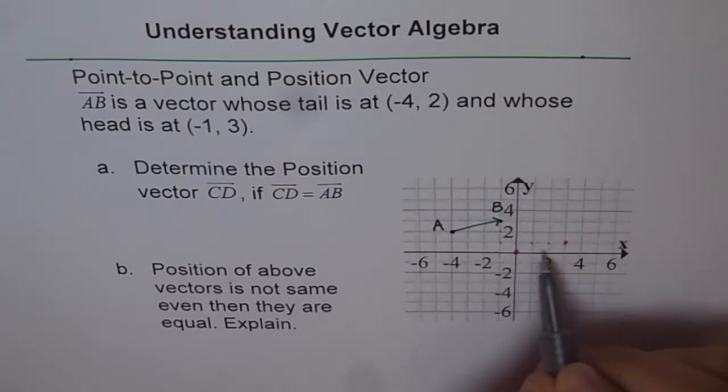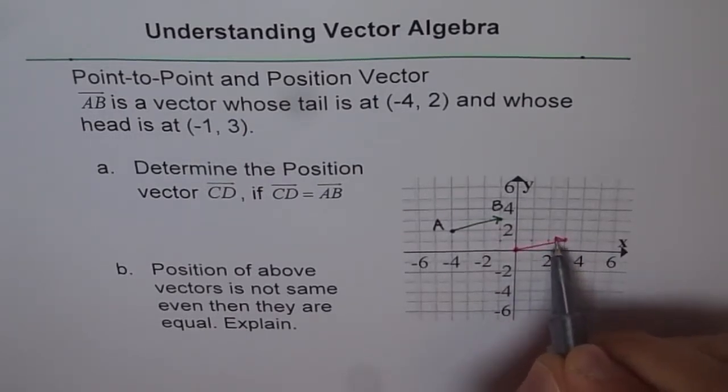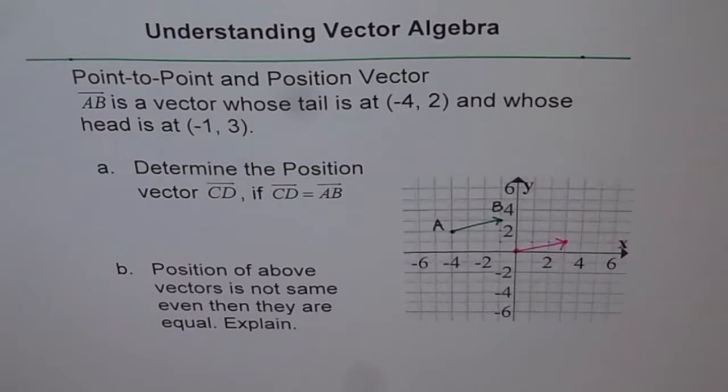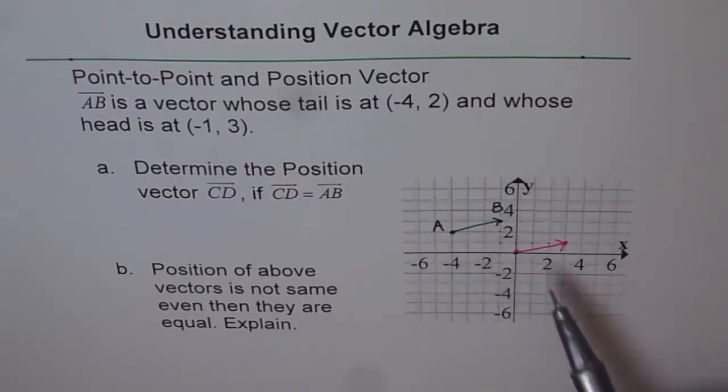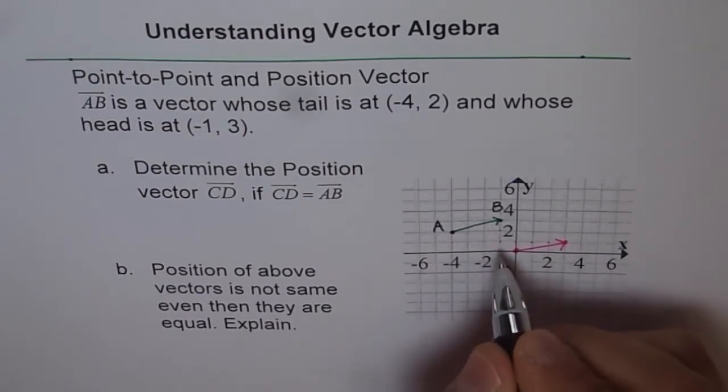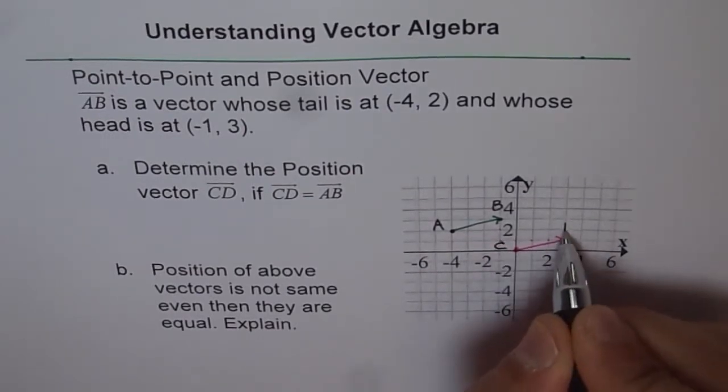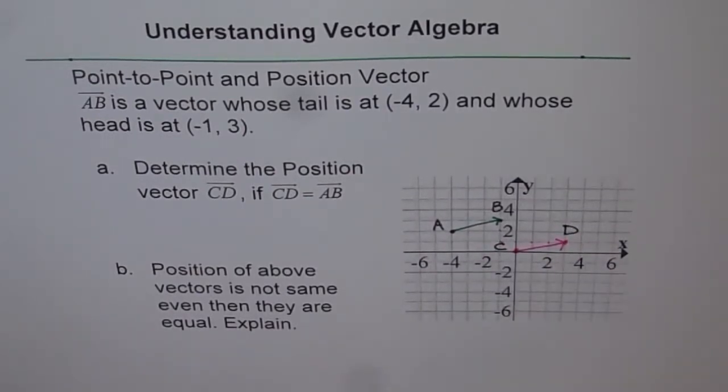So I get my head also. So this vector is the vector which is a position vector since it starts at the origin, and it is equal to AB since its direction and magnitude are exactly the same as AB. Let me call this vector CD now. So this is C and this is D. So that is a graphical way of getting the answer.